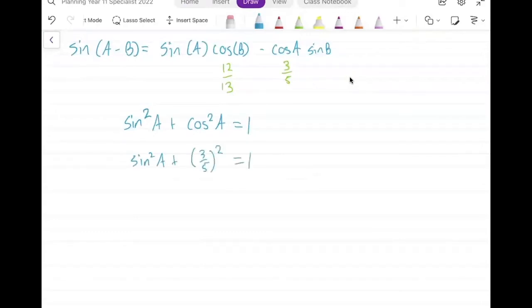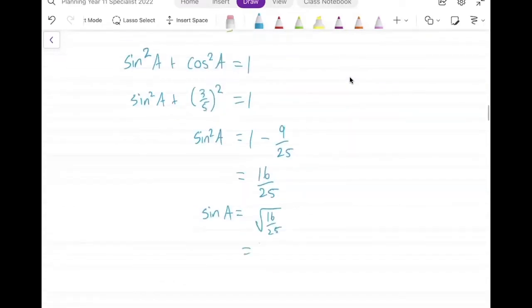And now I've created a problem that's similar to something I did earlier, I think in 14a. I'm going to use that idea to help me solve for sine A. So again, I'm going to subtract 3/5 squared off each side. Sine squared A is going to equal 1 minus 9 over 25, which is going to equal 16 over 25. So that means that sine A is going to equal the square root of 16 over 25, which is going to equal 4/5. I should write plus or minus 4/5.